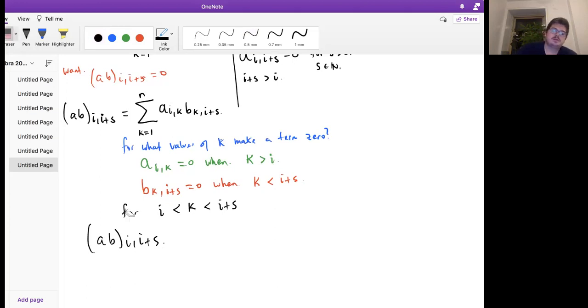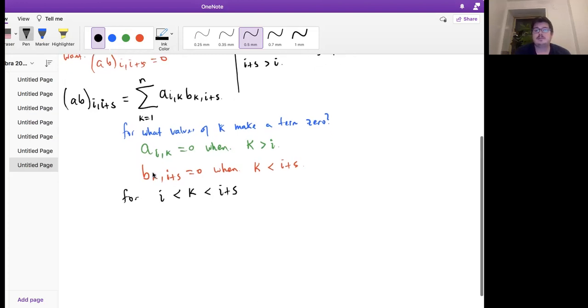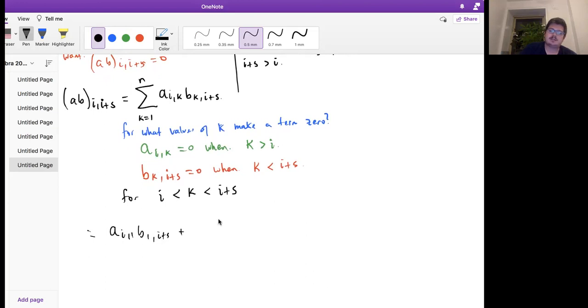So here's how about this: is there any possible way for this thing to not be 0? Let's write it out. So we have A_i1 B_{1,i+s}, A_i2 B_{2,i+s}, and then A_in B_{n,i+s}.